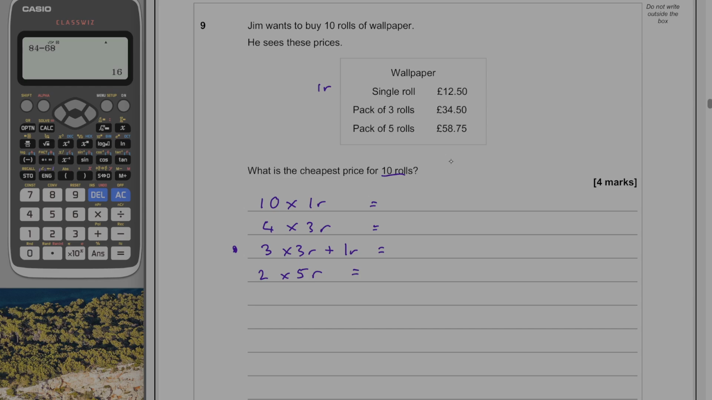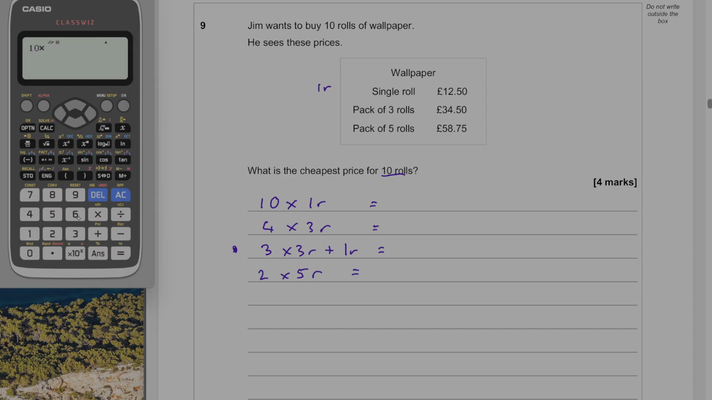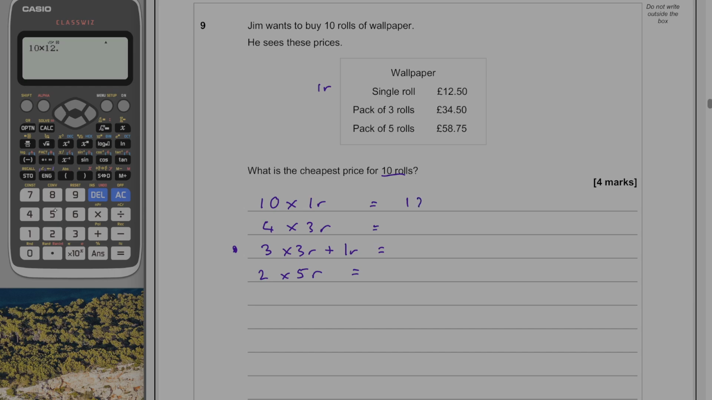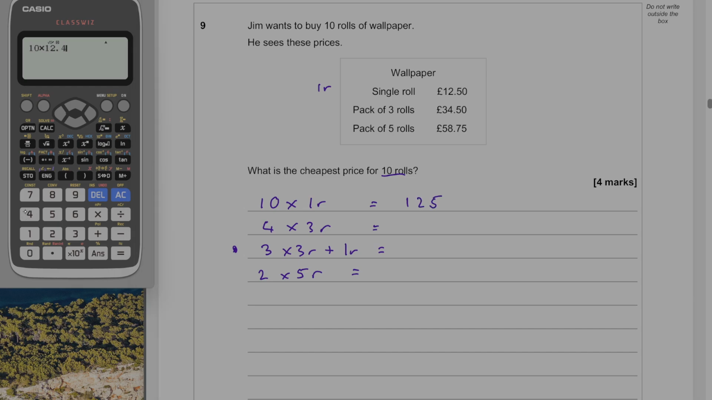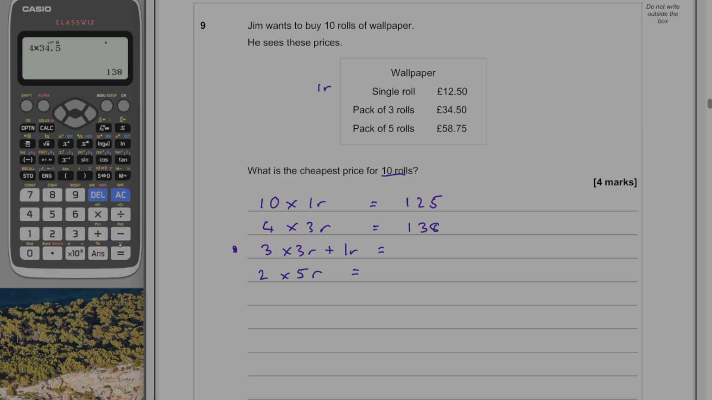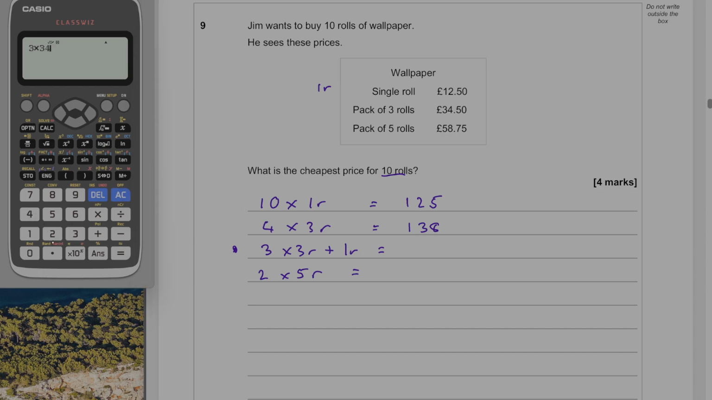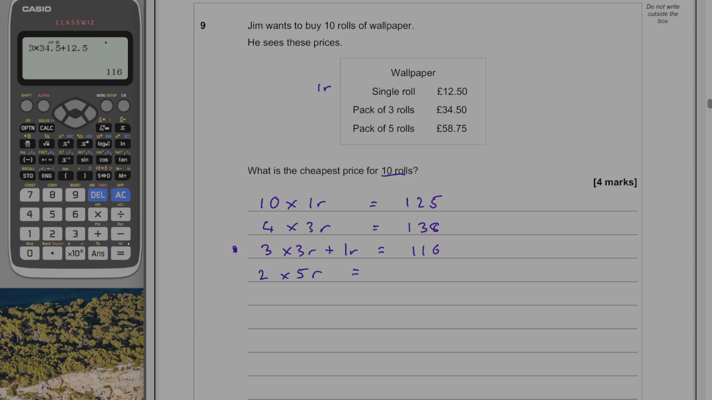Technically speaking, I don't necessarily need to work them all out, but we will work them all out for this purpose. So times by £12.50. I don't really need to do that on a calculator. That's going to be £125. 4 times 34.5 is going to give us 138, and I'm fairly confident that won't be the price because this one will be cheaper than that. So 3 times 34.5 plus 12.5 is going to be 116. Cheapest one so far, and then we can kind of see that this isn't going to be cheaper.